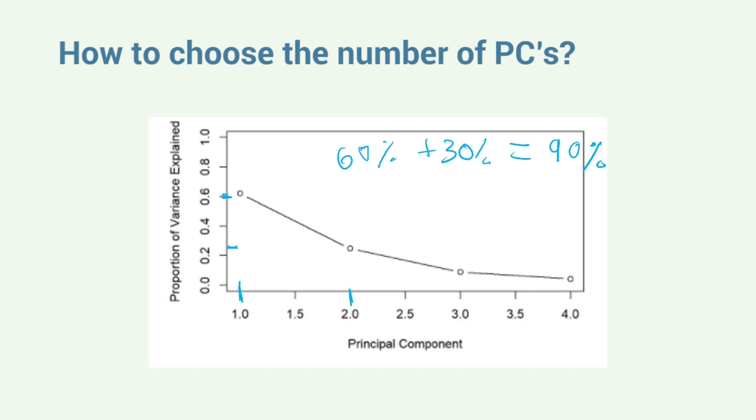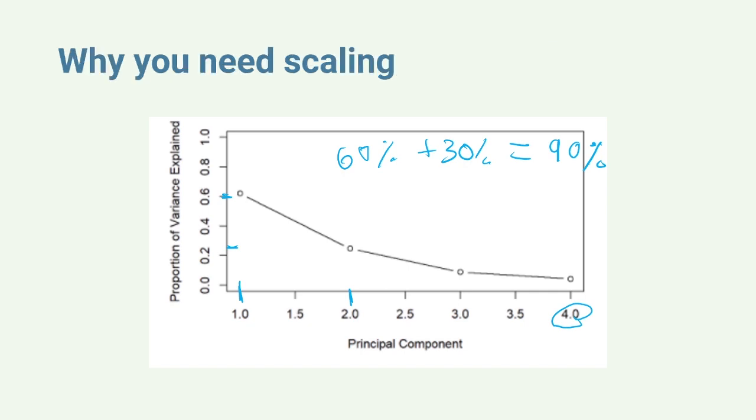Now note, if you have four variables, you are having at most four principal components. And if you use four principal components, you'll be explaining 100% of the variance because you'll just be using linear combinations of the original variables.